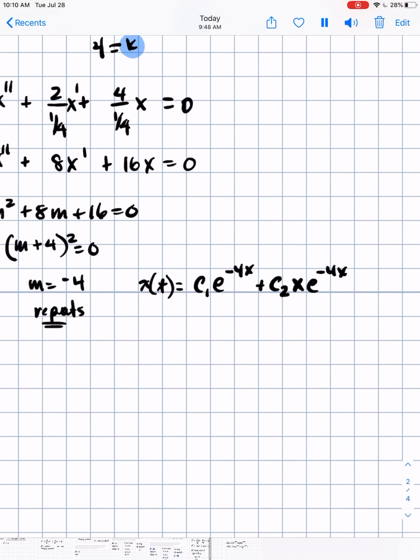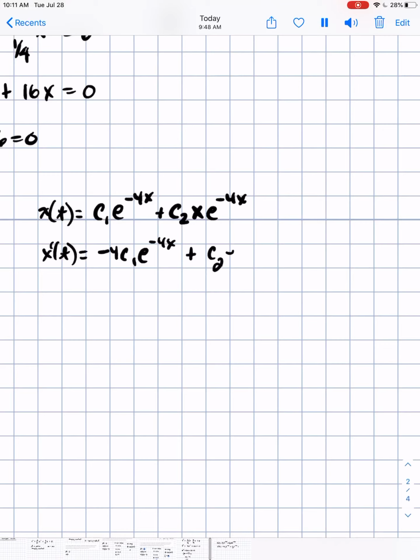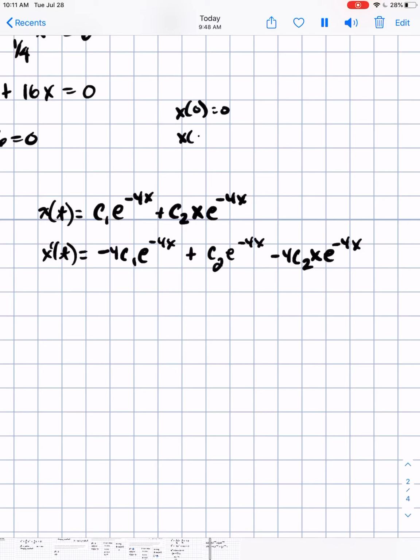So let's take the derivative first. And we're going to get -4c1 e to the -4t plus c2 e to the -4t minus 4c2 t e to the -4t. All right, let's use what we got, right? x of 0 is 0, x prime of 0 is -3.